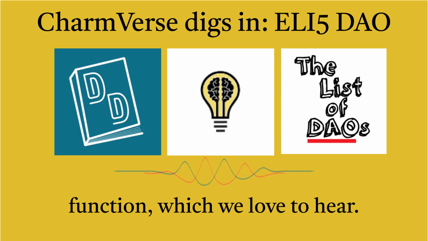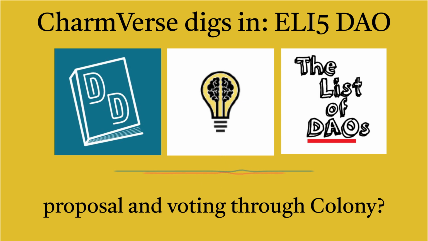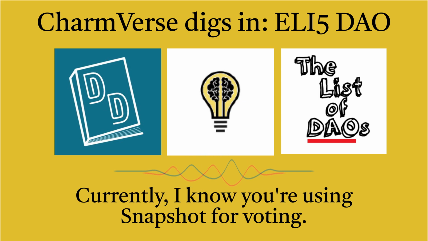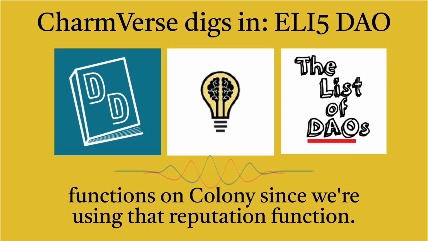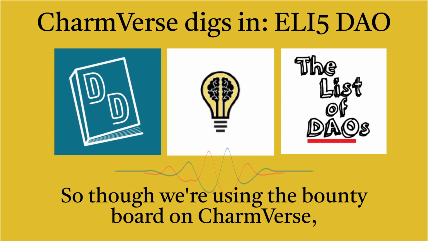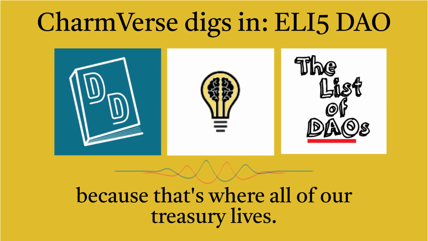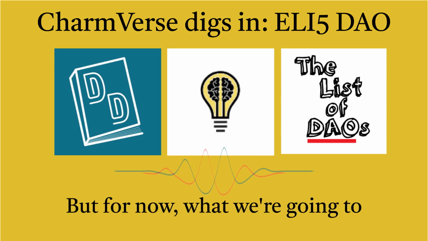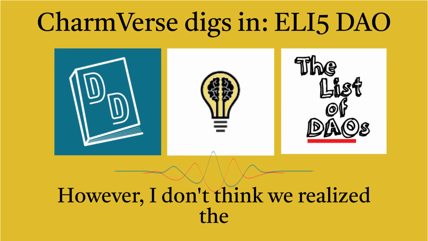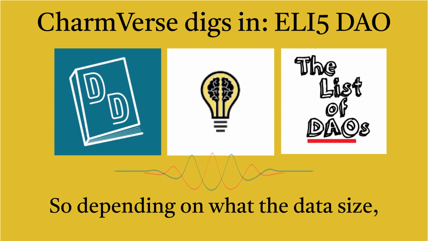So you mentioned you're using the bounties function, which we love to hear. Are you doing all of your proposal and voting through Colony currently? I know you're using Snapshot for voting. We are doing all of our proposal governance functions on Colony since we're using that reputation function. Though we're using the bounty board on CharmVerse, we're going to be doing our payments in Colony because that's where all of our treasury lives. So we're trying to integrate them both, but for now we're doing our governance on Colony. However, I don't think we realized the governance features that CharmVerse had available. Depending on what the DAO decides, that could definitely change in the future.